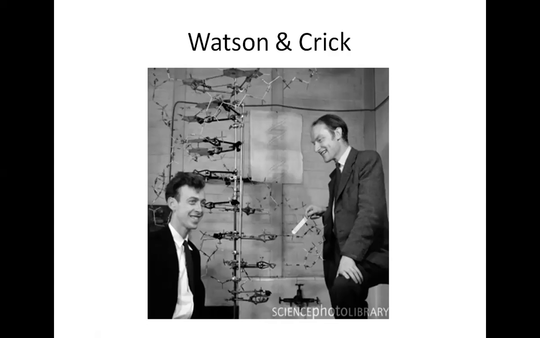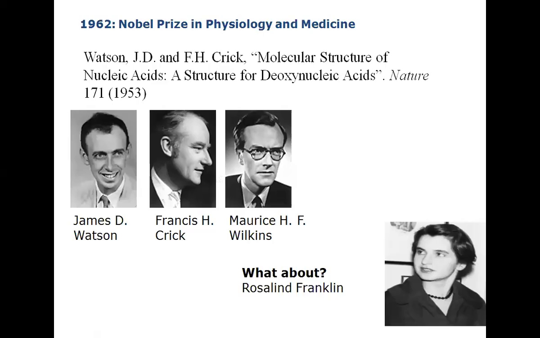Okay, here you can see Watson and Crick. Here they were so young. Here you can see it clearly. In the year 1962, they got the Nobel Prize in Physiology and Medicine, only James D. Watson and Francis H. Crick. Watson J.D. and F.H. Crick, Molecular structure of nucleic acids.